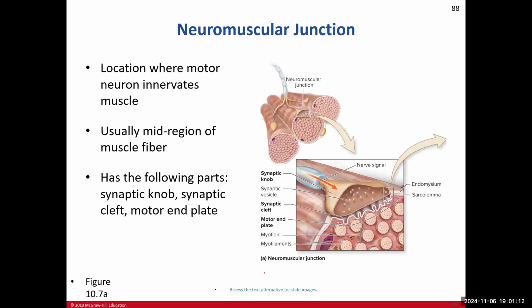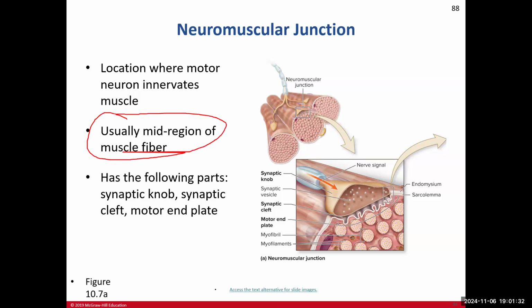All right, so that's what this picture here is showing you. Again, one more time, you can see where that neuromuscular junction is located there. Like I said, and I've mentioned this before, just keep it in mind, usually the neuromuscular junction is in the mid region of the muscle fiber.